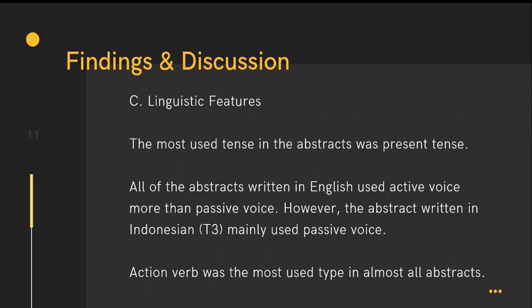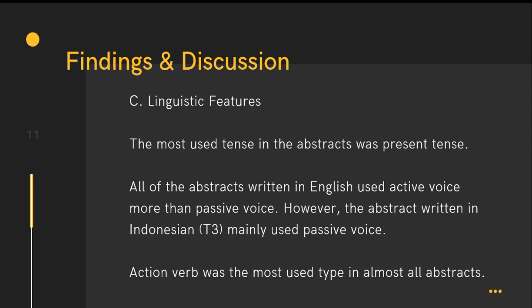For the linguistic features, the most used tense in the abstract was present tense. All of the abstracts written in English used active voice more than passive voice. An abstract with a full use of active voice was also found. However, the abstract written in Indonesian mainly used passive voice.